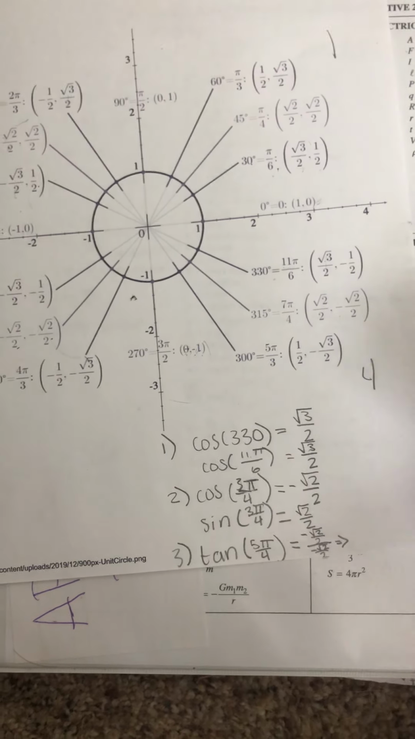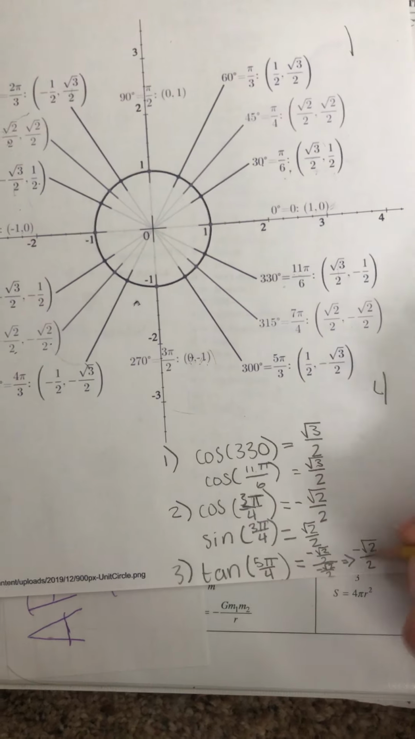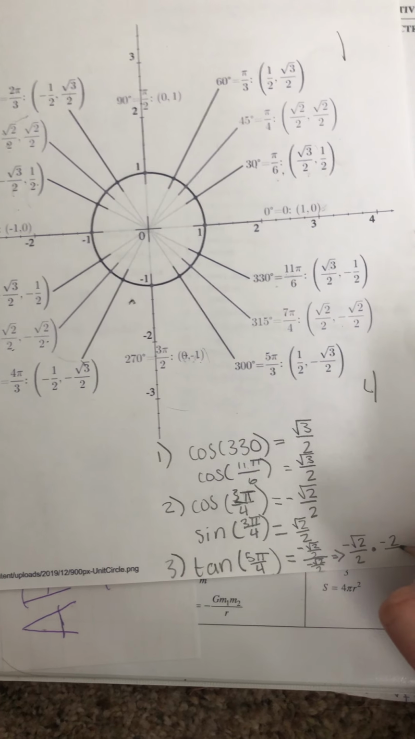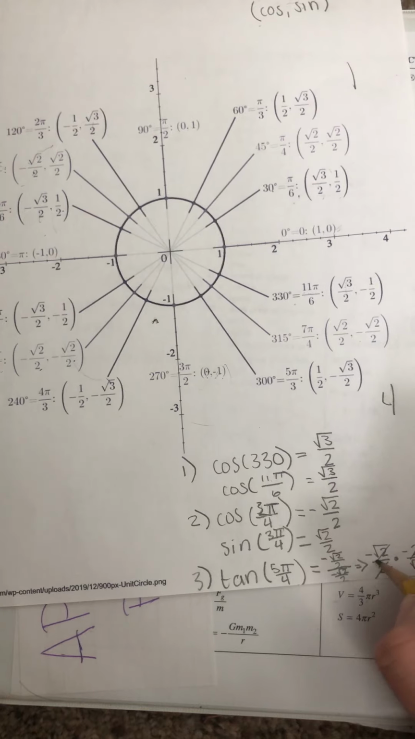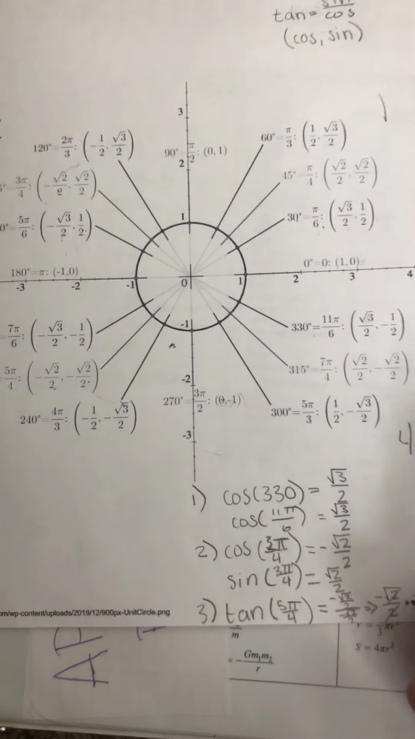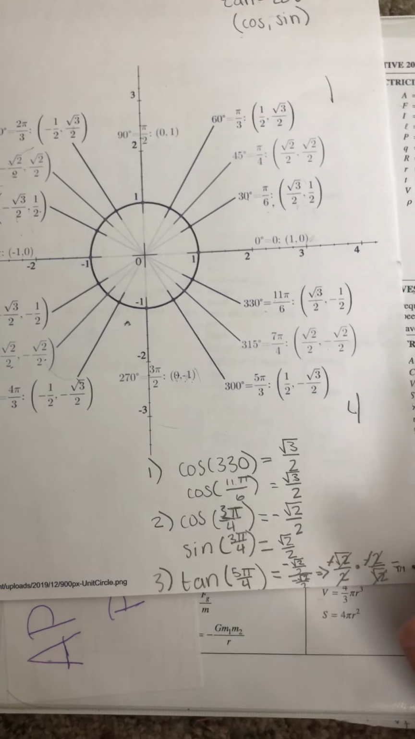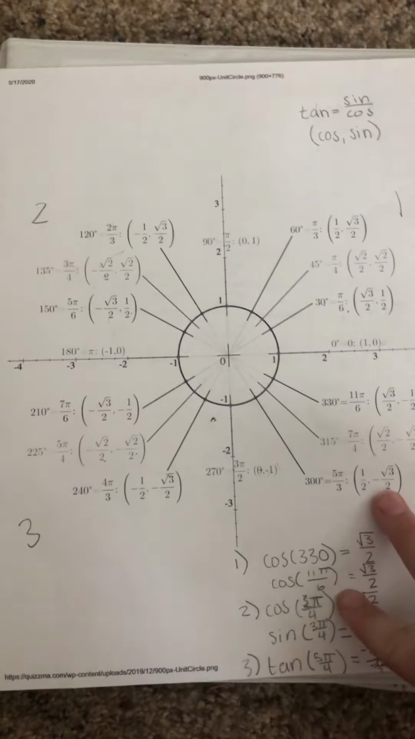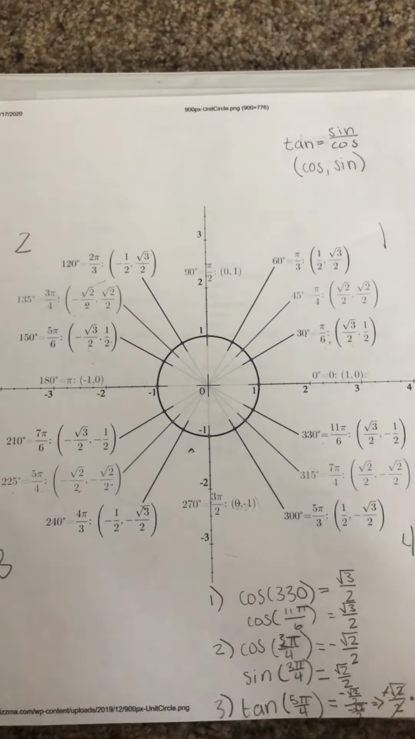Now when you're dividing fractions, you do the first fraction times the reciprocal of the second fraction. The 2's cancel out, the radical 2's cancel out, the negatives cancel out. And you're left with 1. So that's how you fill in a unit circle and calculate cosine, sine, or tangent of any given angle in radians.